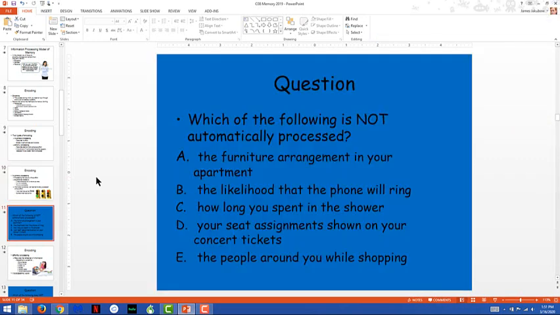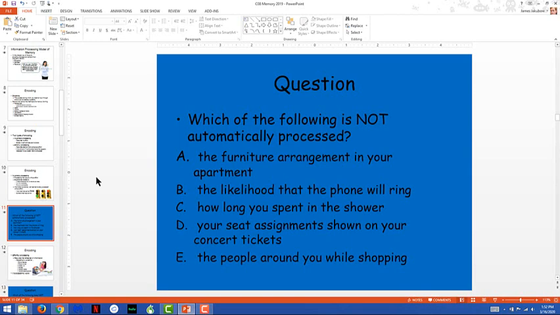So let's move on and take a look at this question. Which of the following is not automatically processed? All right, I'll give you a minute to look at that. And the correct answer, which one is not automatically processed? The answer would be D, the seat assignment shown on your concert tickets.